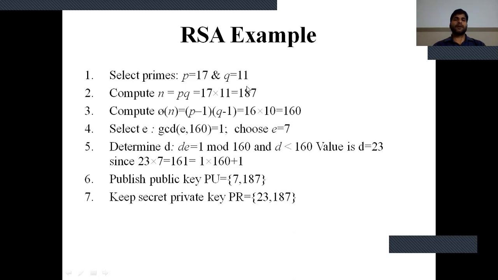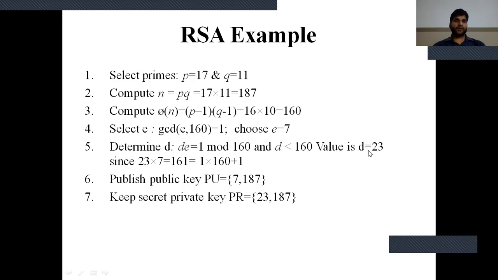After calculating the value of n, we calculate the quotient function phi n by multiplying p minus 1 into q minus 1. P value 17 minus 1, 11 minus 1, 16 multiplied by 10 equal to 160. Now we select the encryption key E. So GCD of E comma 160 equal to 1, choose E equal to 7. Then determine the value of decryption key D equal to 1 mod 160 and D less than 160.